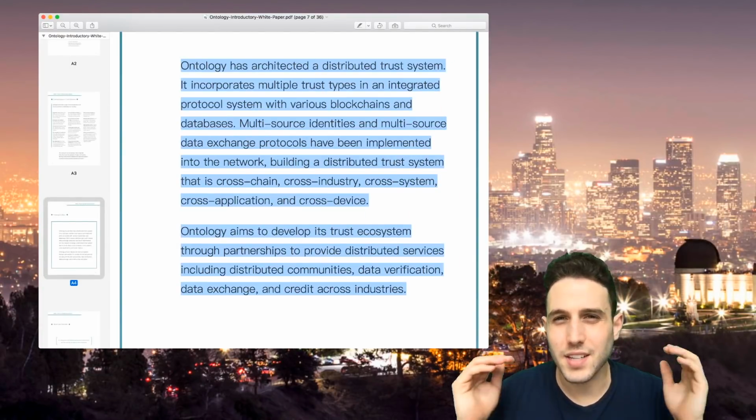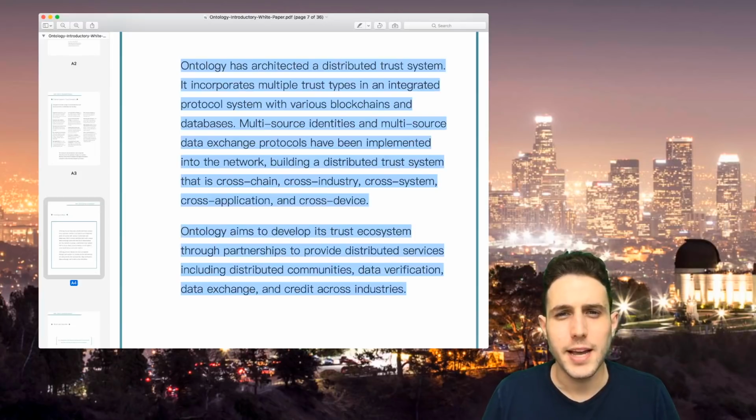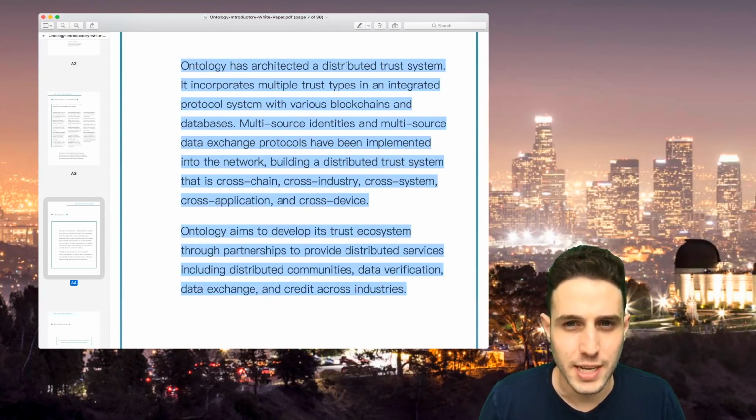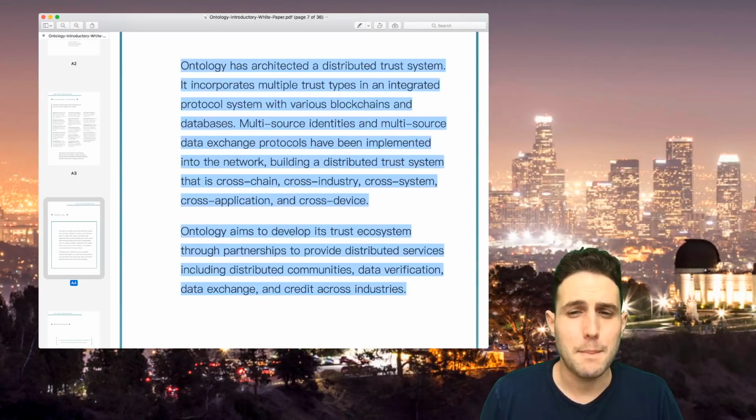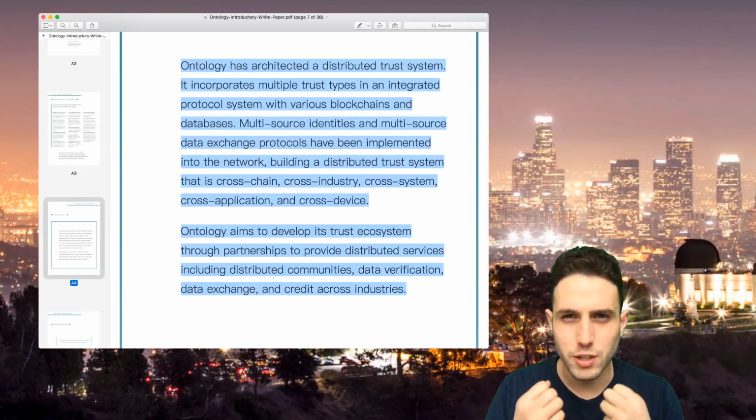And again, we're here on page 4, and all we're hearing about is Ontology has architected a distributed trust system. It incorporates multiple trust types in an integrated protocol with various blockchains and databases. Multi-source identities, multi-source data exchange protocols have been implemented into the network, building a distributed trust system that is cross-chain, cross-industry, cross-system, cross-application, and cross-device. We've read this and read this and read this. We're going to keep reading this because I just want to reaffirm for you what the goals of this project are.